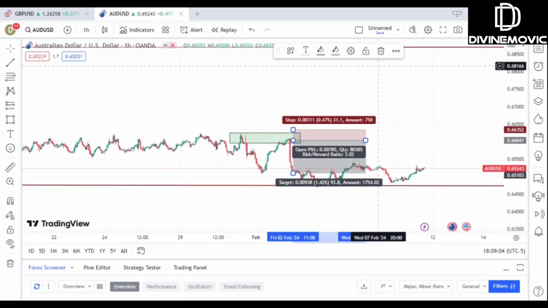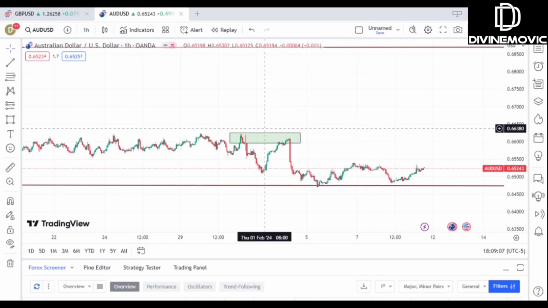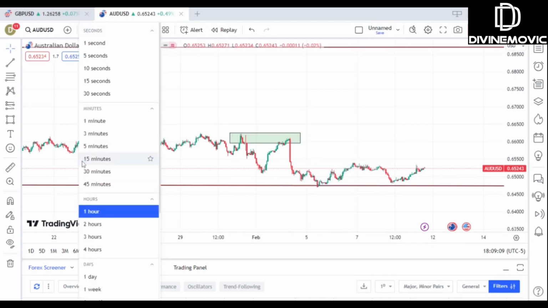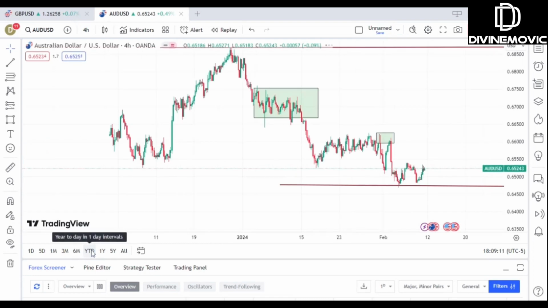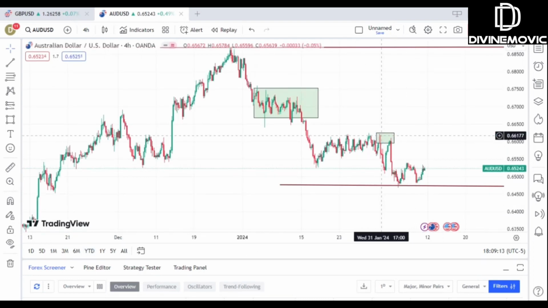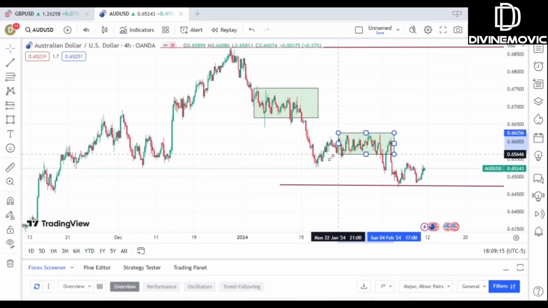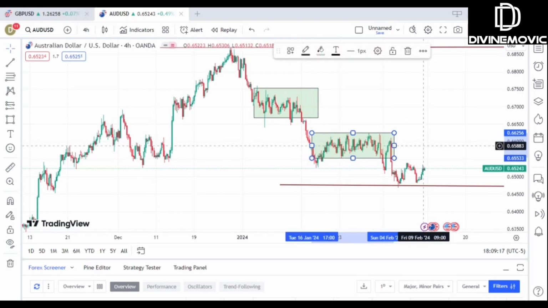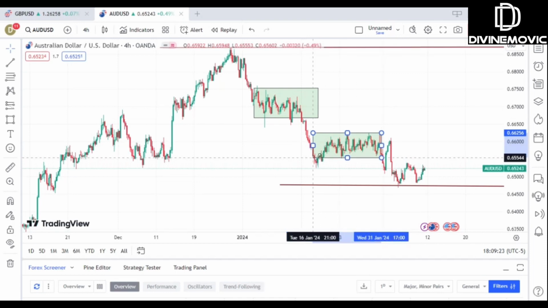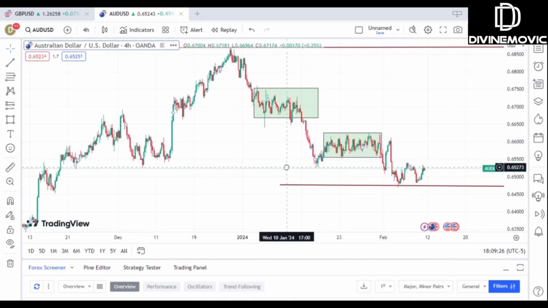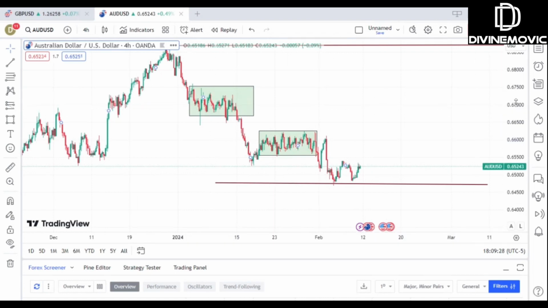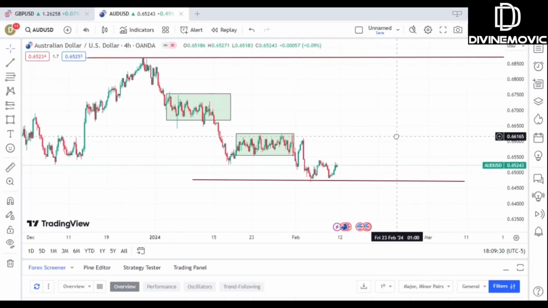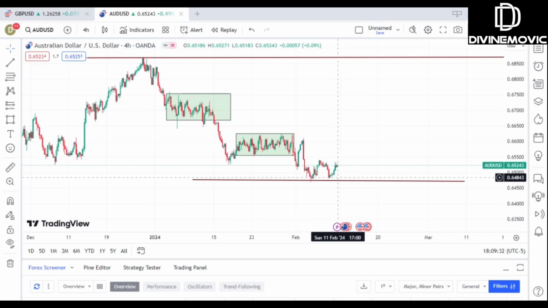Now if I clear this and go back to the 4 hour time frame, we're going to analyze forward and see what price is likely going to do this week. Remember, this is where we are on this pair right now. We're going to analyze and see what price is going to do for the week. We're going to pay attention to what price is doing at these key levels here.